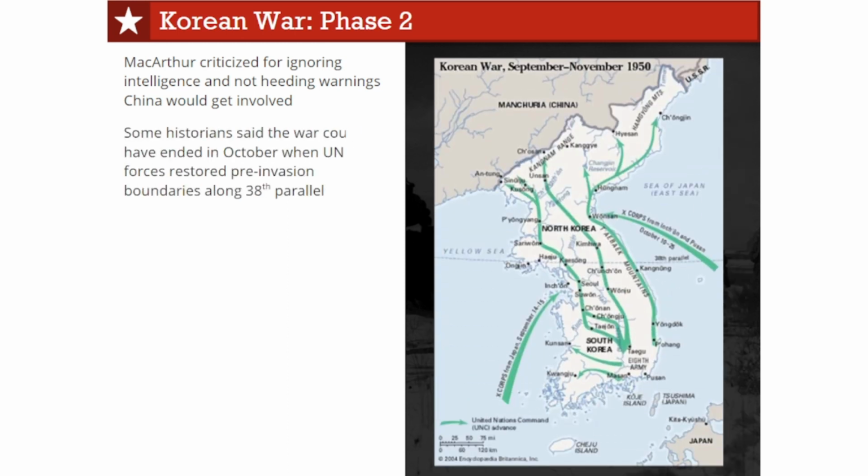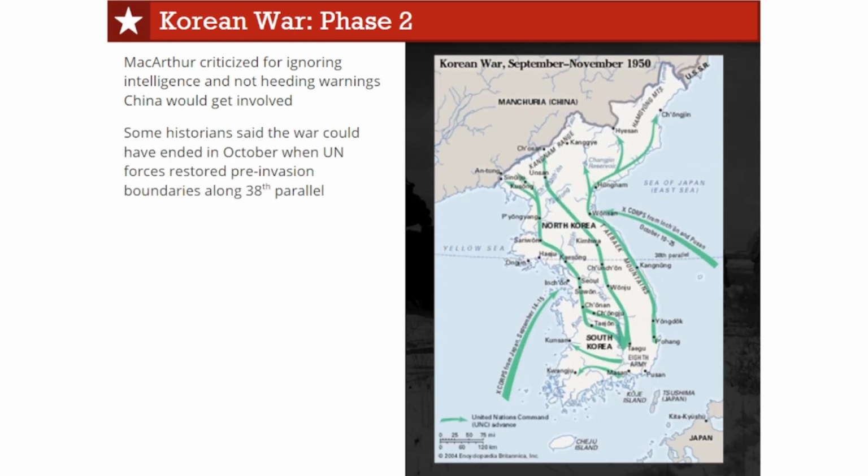When reflecting back on this phase of the Korean War, some historians say the war could have ended in October when UN forces had restored the pre-invasion boundaries of North and South Korea along the 38th parallel. However, it is important to remember that just a few months prior, the U.S., through the UN, had announced its goal of a unified anti-communist Korea.